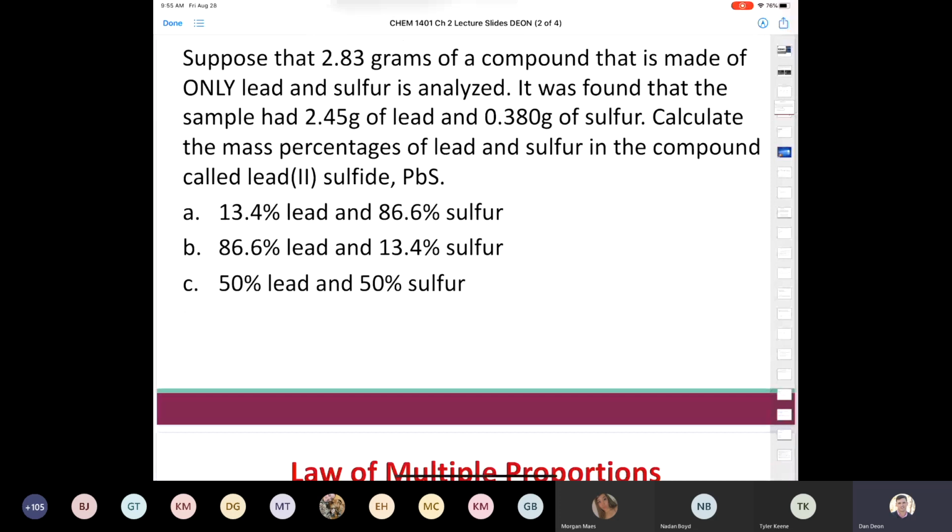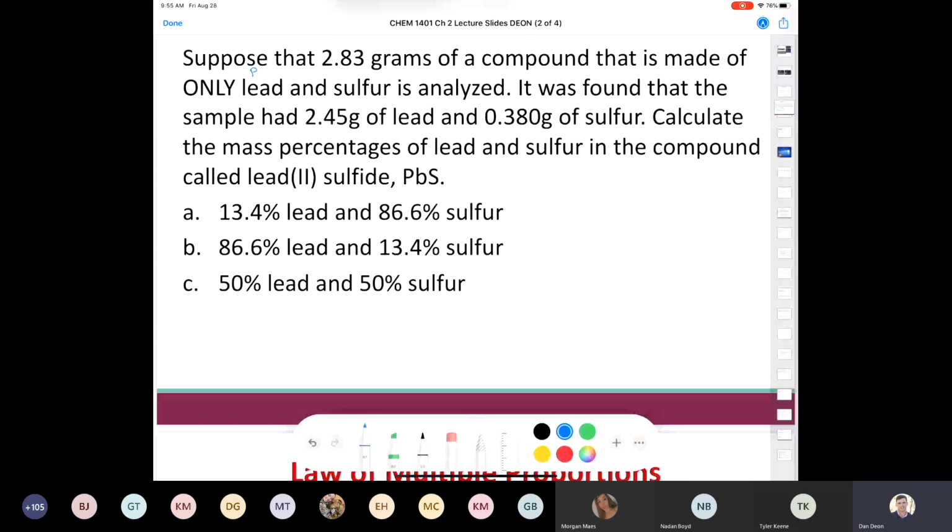It says, suppose that 2.83 grams of a compound that is made of only lead and sulfur, all capital letters. I'll help you out here. The atomic symbol for lead is Pb. It's a lot easier to remember because in French, lead is plomb. And you've probably heard of a plumber before, and pipes used to be made out of lead. There's a connection there.